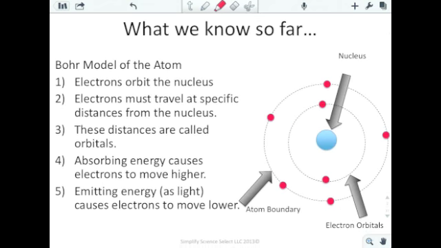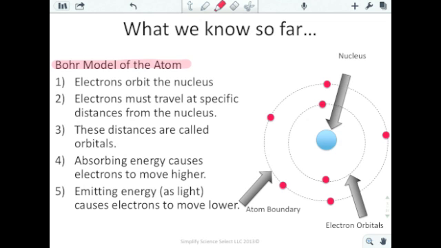What we know so far, we've studied the Bohr model of the atom. You can also call this the planetary model, because basically electrons orbit the nucleus, and we see little red dots moving around the nucleus. The electrons must travel at a specific distance from the nucleus. In the Bohr model, they stay a certain distance and constantly move around the nucleus. That's why we call it the planetary model, because it's like how planets orbit around the sun.